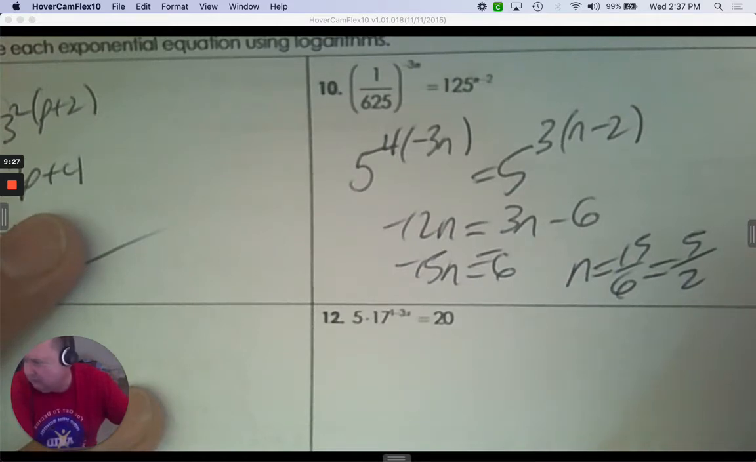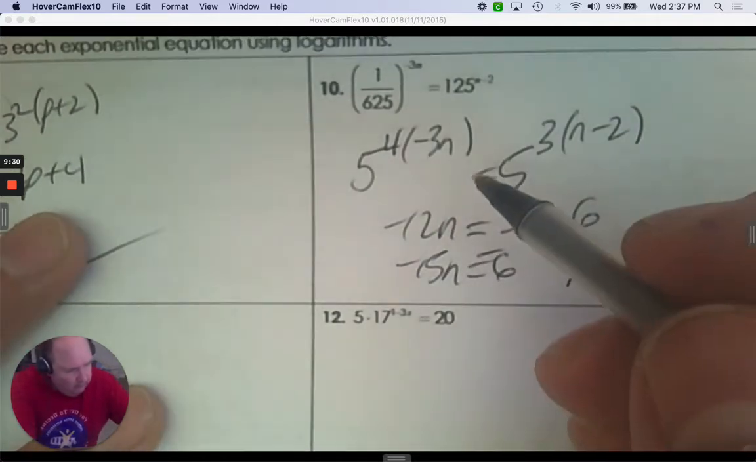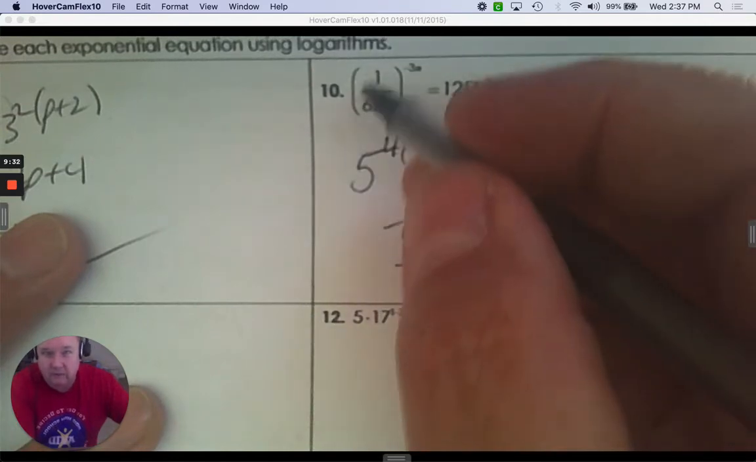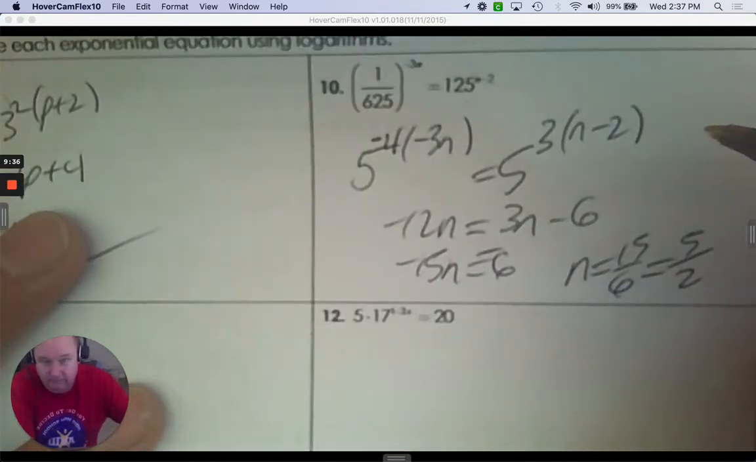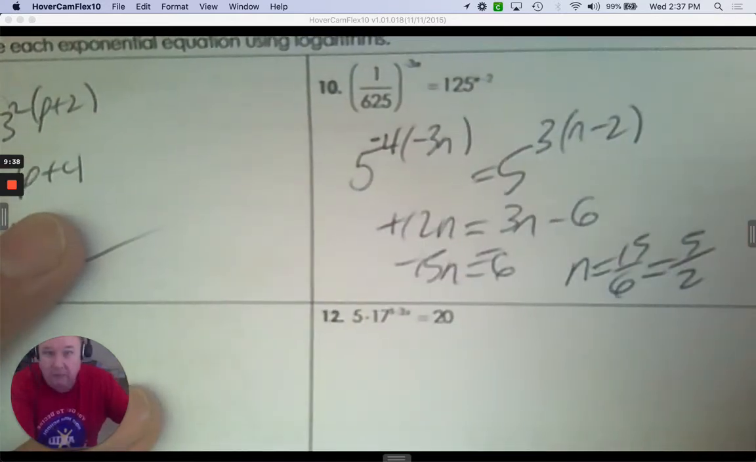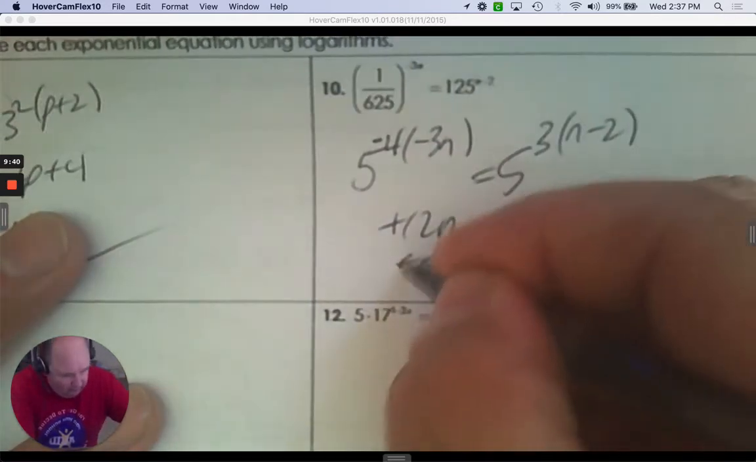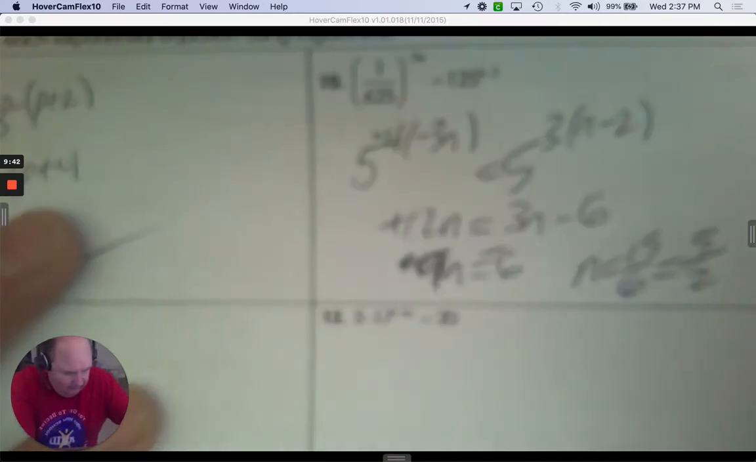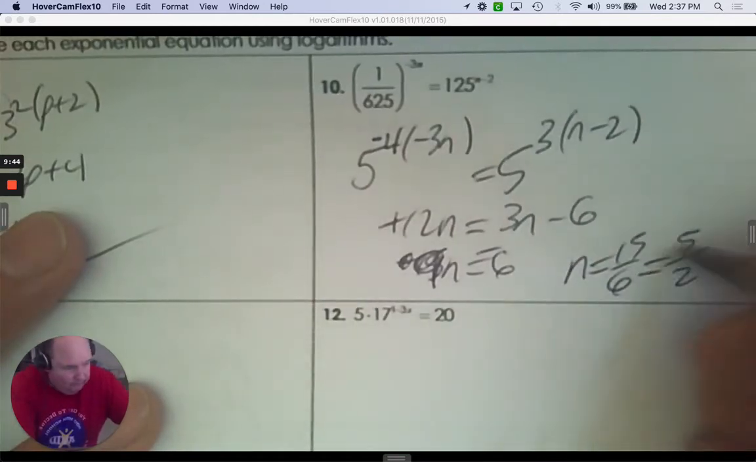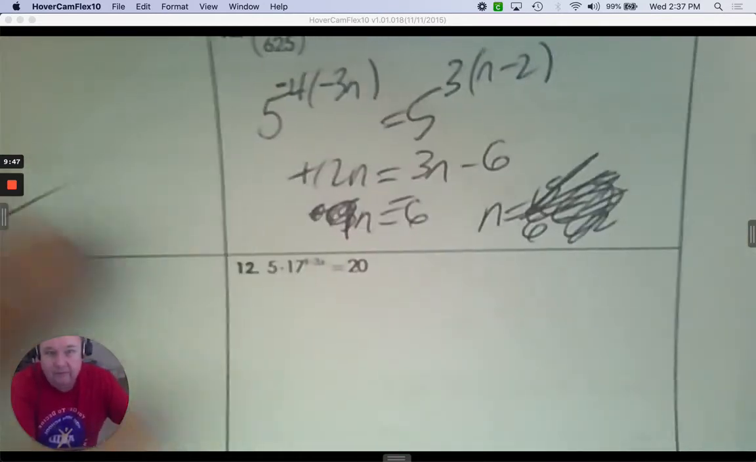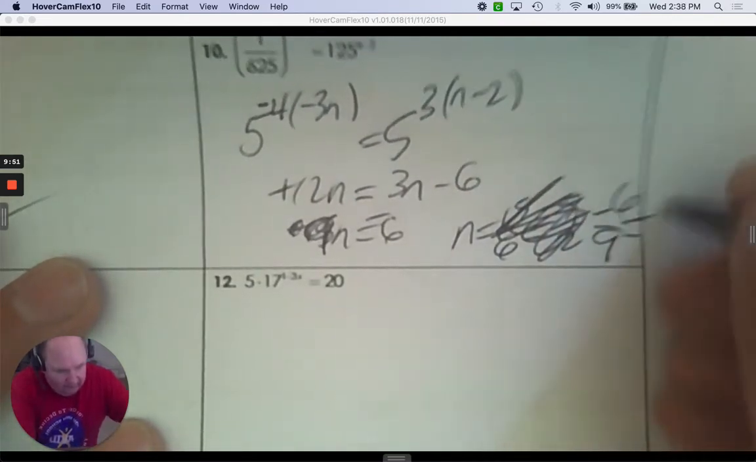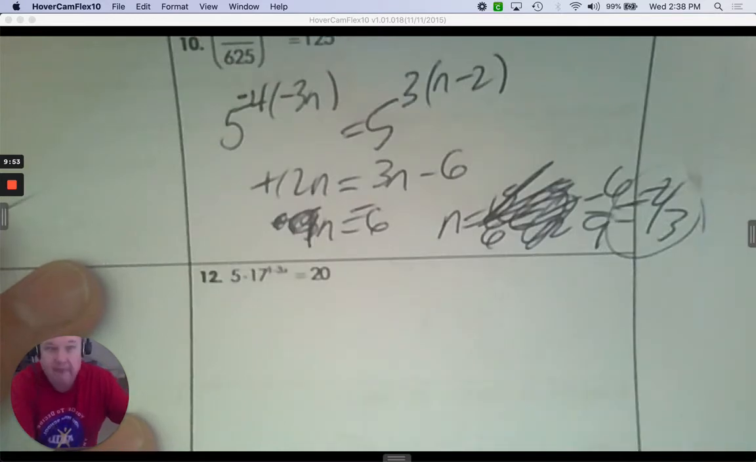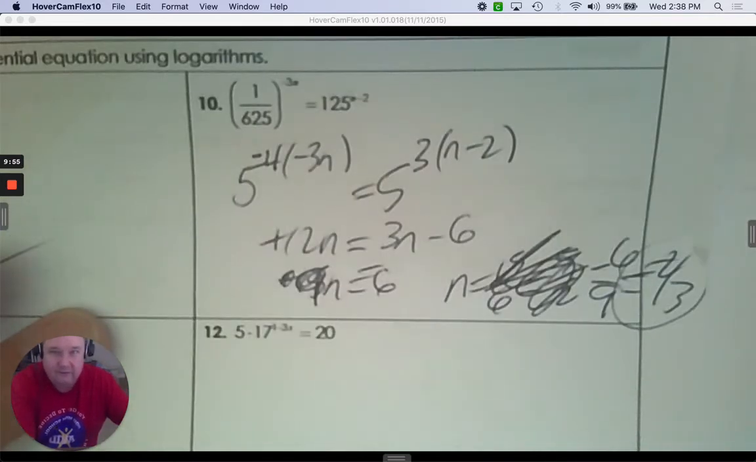What did I do wrong? Oh, I know what I did wrong. 1 over 625 is to the negative 4. So a negative times a negative is positive 12n. So when you subtract, you get 9n is equal to negative 6. So 9n equals negative 6. When you divide, you get negative 6 over 9 or negative 2/3. There's your answer. I got this.